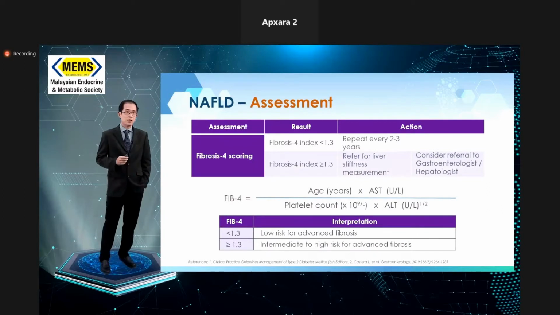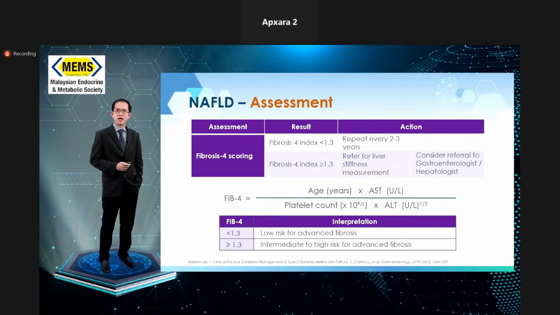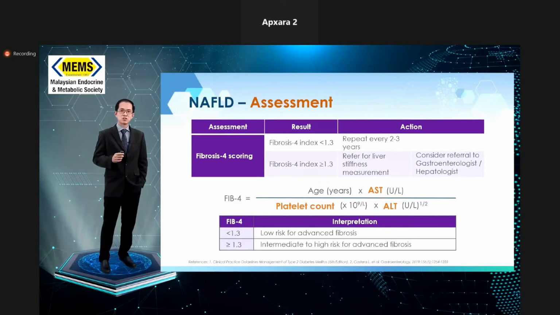Serum ALT and AST level together with the platelet count can be used for calculation of the fibrosis 4 score. The fibrosis 4 score is an excellent tool to exclude advanced liver fibrosis. Patients who have a fibrosis 4 score of less than 1.3 are very unlikely to have advanced liver fibrosis, and this fibrosis 4 score can be repeated every 2 to 3 years in that case.